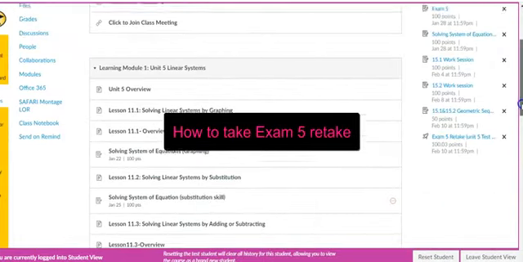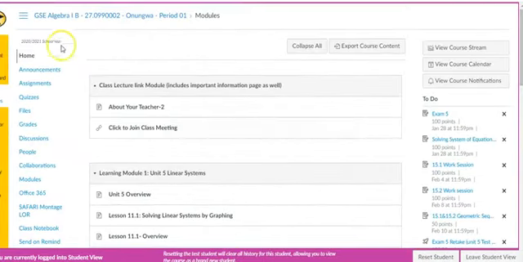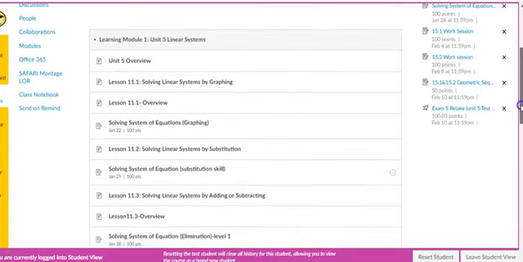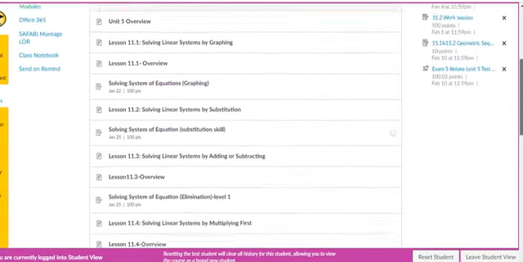Okay, so a lot of you guys were asking how you can take your exam 5 retake. For those of you who are not present, who have not taken exam 5, all you have to do is go to the homepage of your Algebra 1 class, and you're going to go to under the Learning Module 1. You want to scroll down to the bottom under Learning Module 1, Linear Systems.